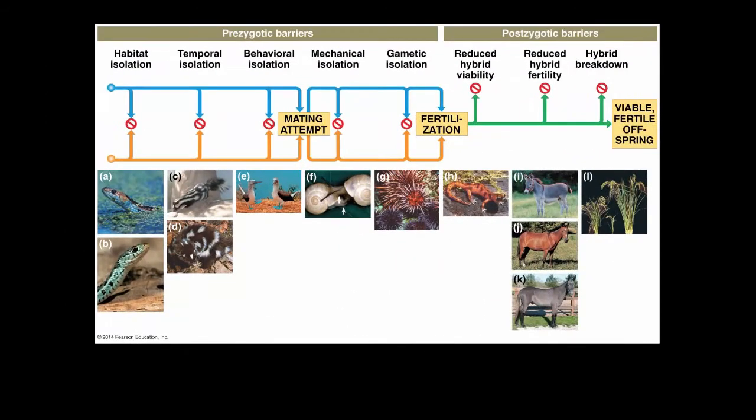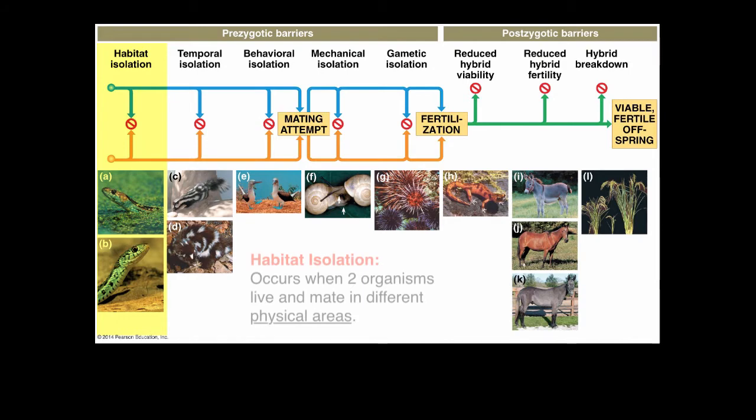Okay, so let's go over these examples, and you can go to page 420 in your book, and you can look at this. One of the most straightforward types of reproductive isolation is habitat isolation, and this is illustrated by these garter snakes, which occur in the same geographic area, but one is aquatic and the other is terrestrial. If you're aquatic, you're never going to mate with somebody who's terrestrial. This is a habitat isolation mechanism.